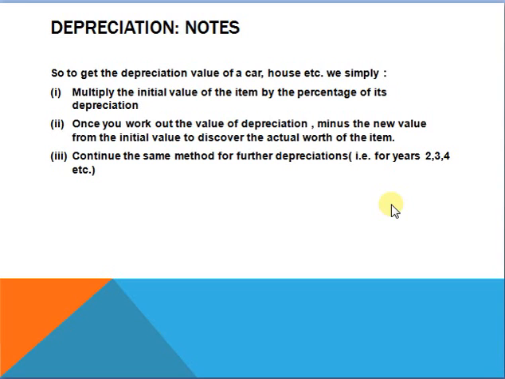So to get the depreciation value of a car or house, etc., we simply, number one, multiply the initial value of the item by the percentage of its depreciation. So the initial value by the percentage, okay? Number two, once you work out the value of depreciation, minus the new value from the initial value to discover the actual worth of the item. So you can continue this method for further depreciations if you have any, okay?